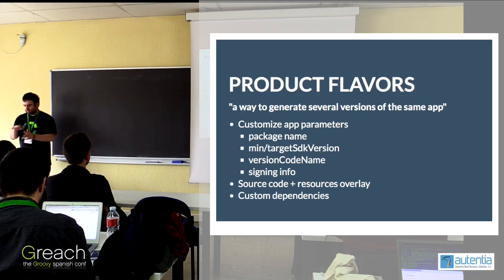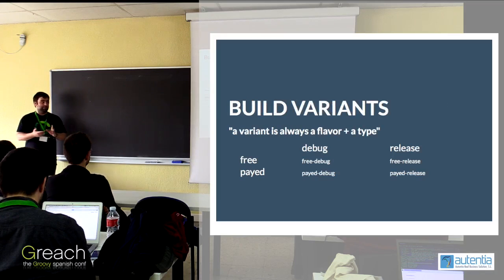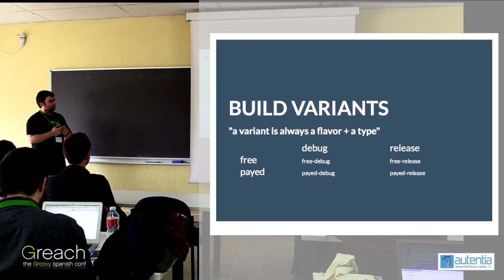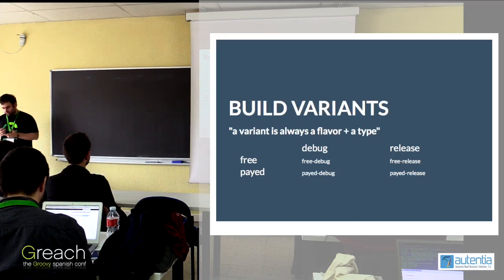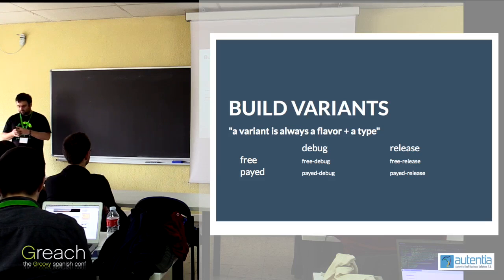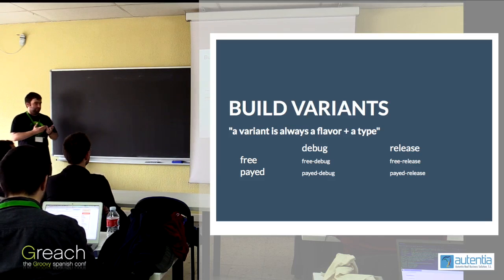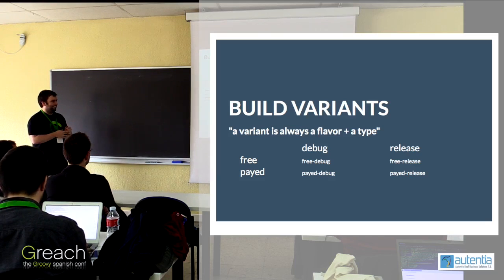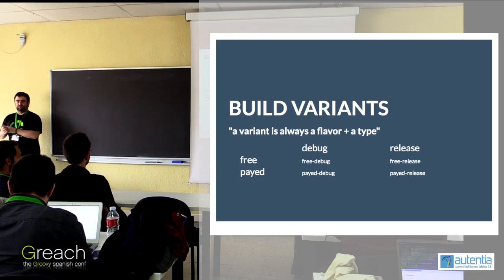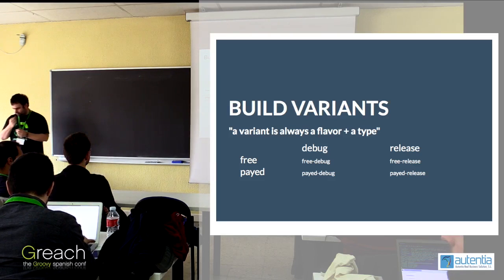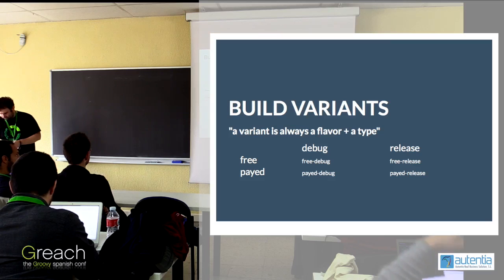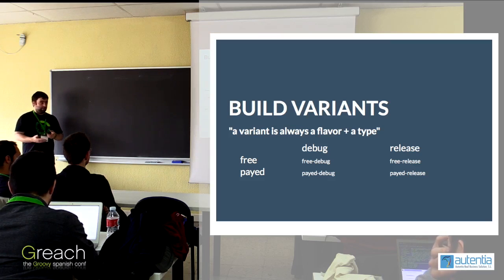So out of that combination of build variants and build types, in this case with my free and paid example, you end up with four different build variants: a free debug one, a free release, a paid debug, and a paid release, right? That's what we call a variant.